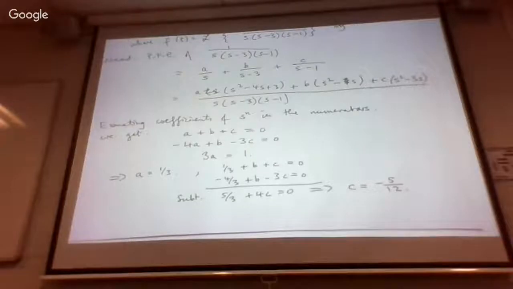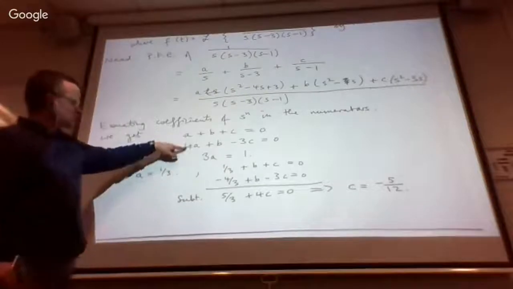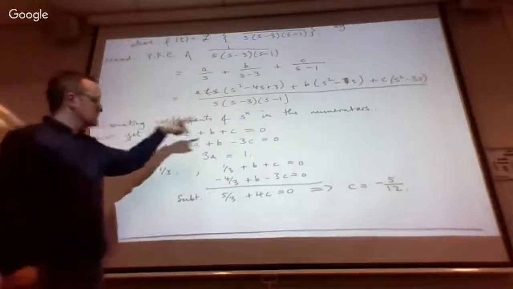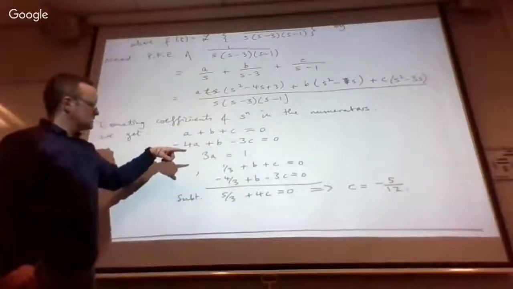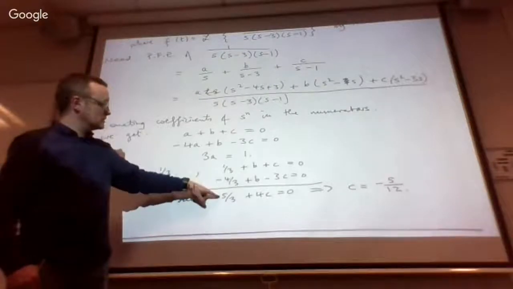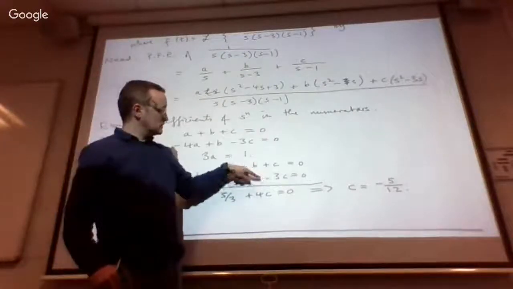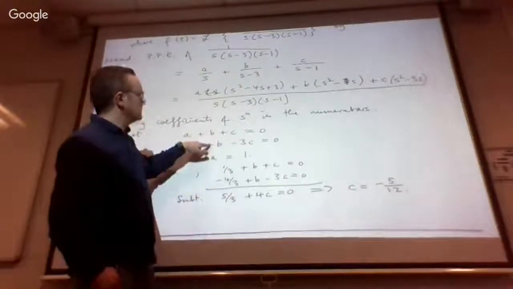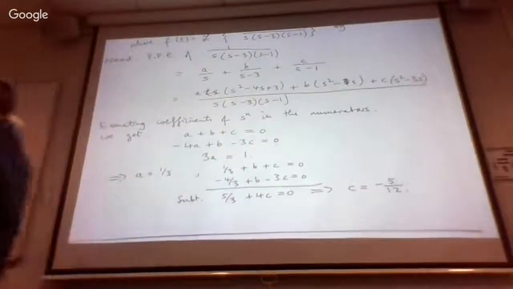I got c as minus a half. So what did I do wrong? So a is a third, 1/3 minus 4/3, b, c minus 3c. So this equation minus this one. In the second equation, it should be minus b. Yes, indeed.